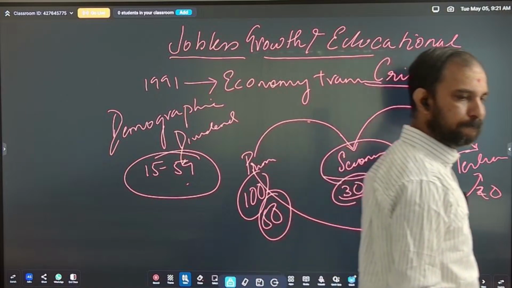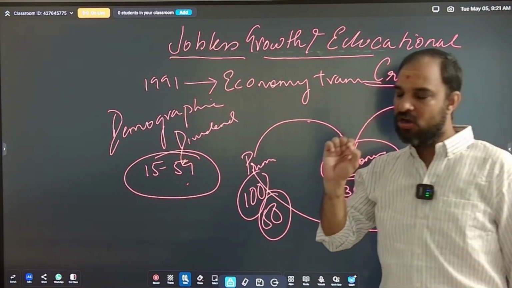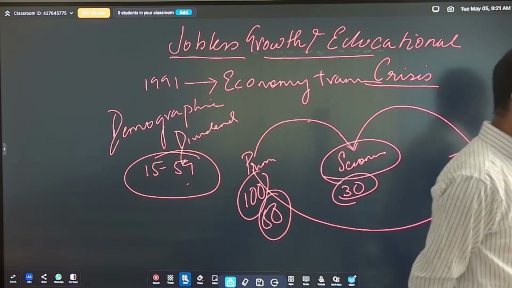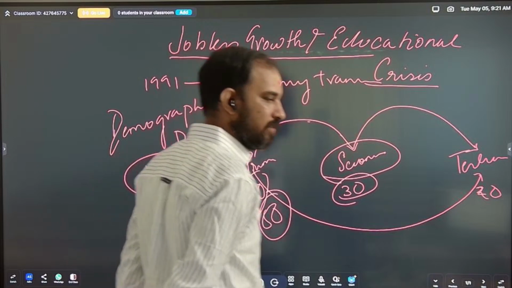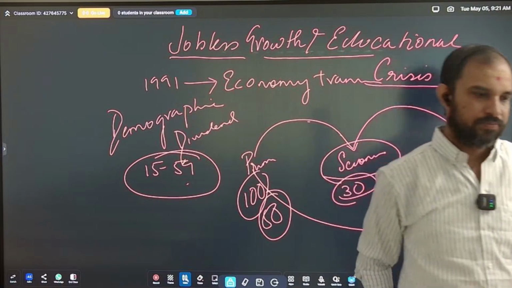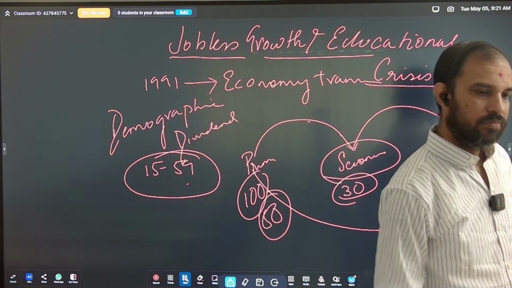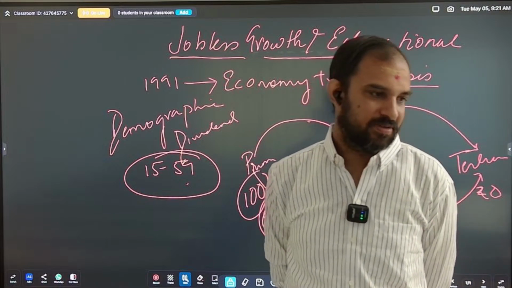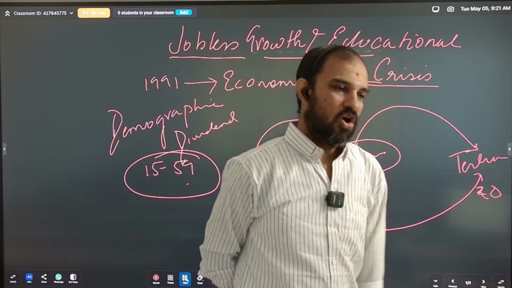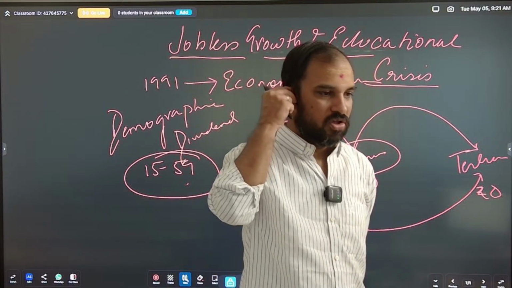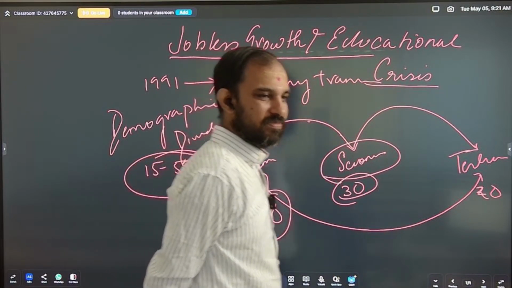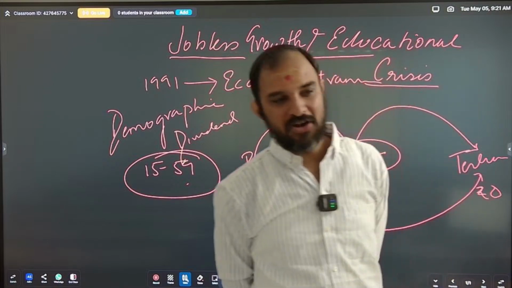India has almost one third of the workforce in the age group of 15 to 30. However, almost 60% of that population is not skilled, semi-skilled, and not employable.